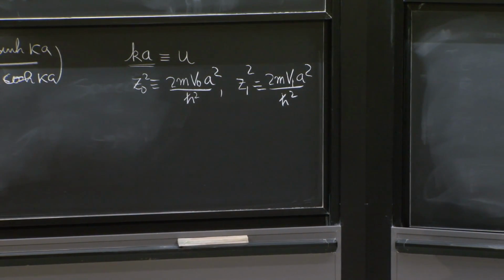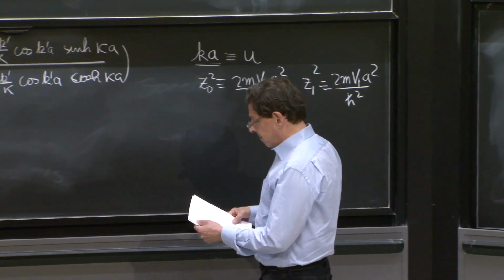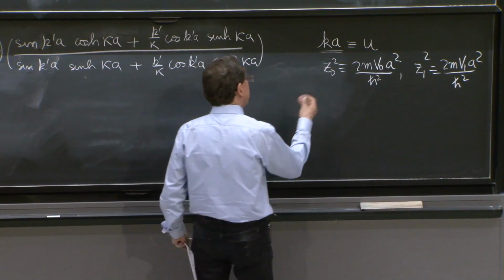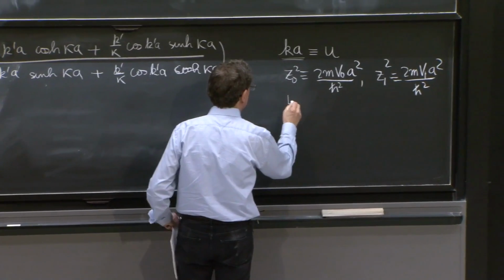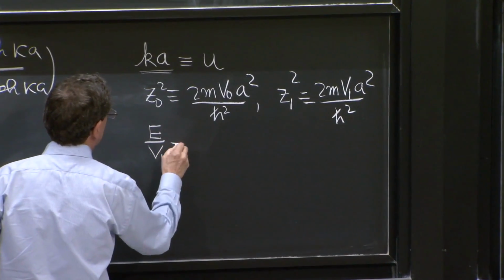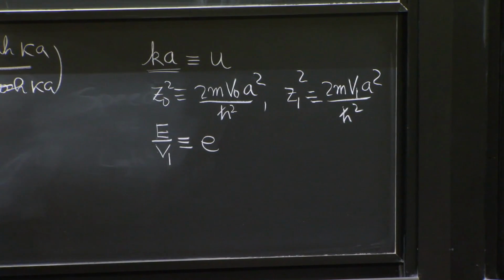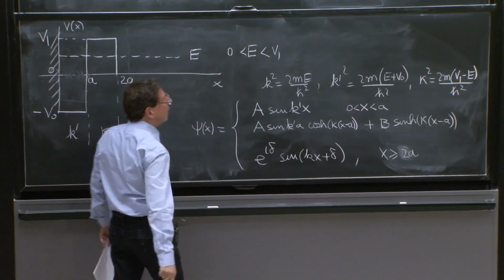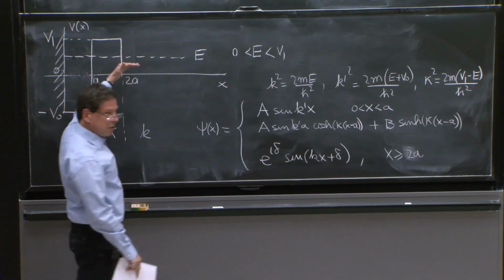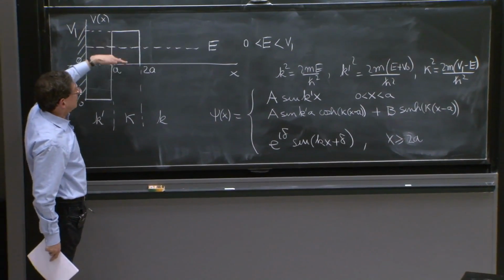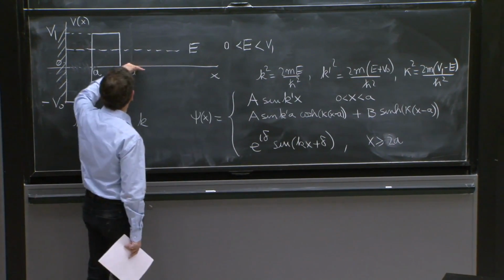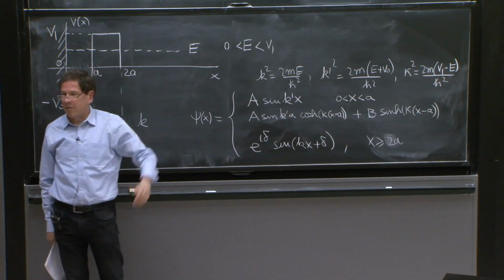And then the energy, we could do another thing. We can define the energy divided, say, by V1 to be little e. And that's reasonable because this energy is compared always with V1. And we've solved this problem in the domain when the energy is less than V1. And that's why we have kappas here. And if energy was bigger than V1, we would have trigonometric functions everywhere.